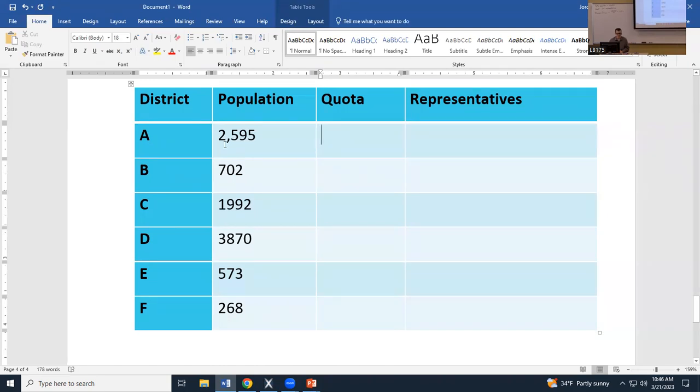So to calculate the quota, we'll divide each population by 100. So 2595, when I divide that by 100, I get 25.95. When I divide 702 by 100, I get 7.02. When I divide 1,992 by 100, I get 19.92. Then I get 38.70. Then I get 5.73. And then 2.68. Is that right?